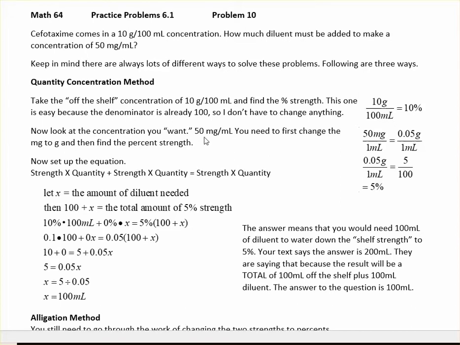When you look at the other one, the 50 milligrams per milliliter, I'm going to first change that over to grams, which I did right here. I swung the decimal 3 places to the left, and I get 0.05 grams for 1 milliliter. And then I want to change that over to a percent. So I changed it over to something over 100, multiplied top and bottom by 100, and you get 5. And so the percent strength for the second one is 5%.